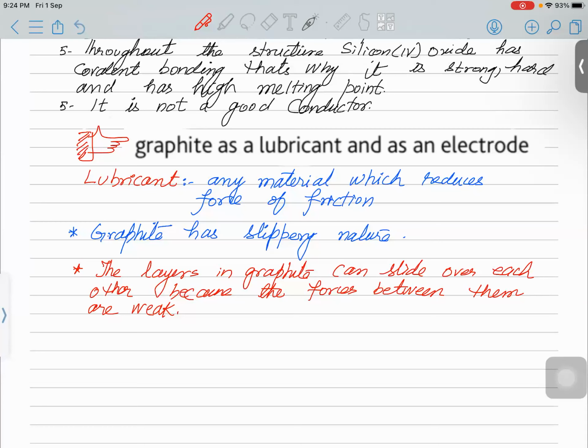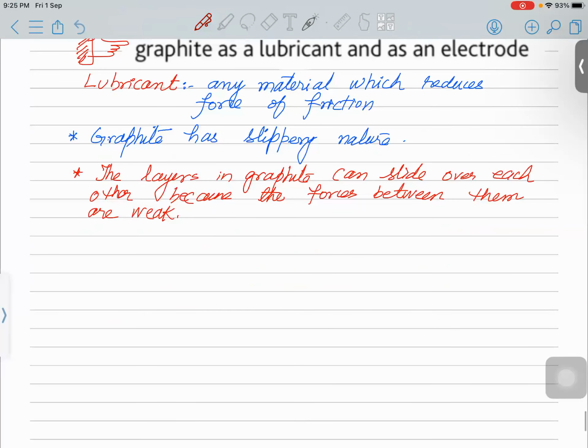Are you getting my point or not? Yes, sir. So always remember that graphite has a slippery nature. Can you tell me why graphite is a lubricant and diamond is not? Sir, because the intermolecular force of attraction in diamond is stronger, as there is no weak bond at all. It's all made up of covalent bonds.